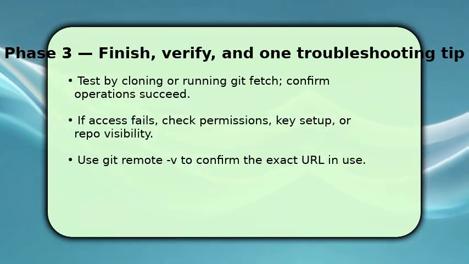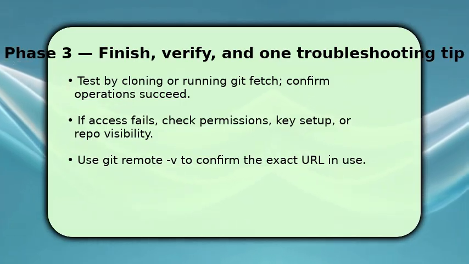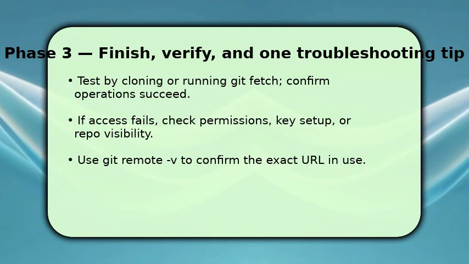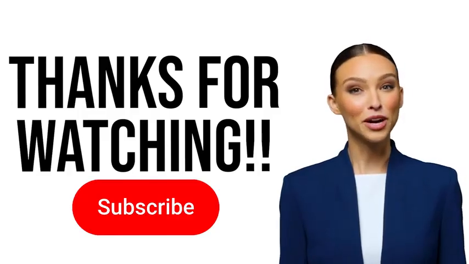One tip: always run git remote -v to confirm the exact URL configured, then retry your operation after fixing any mismatch.